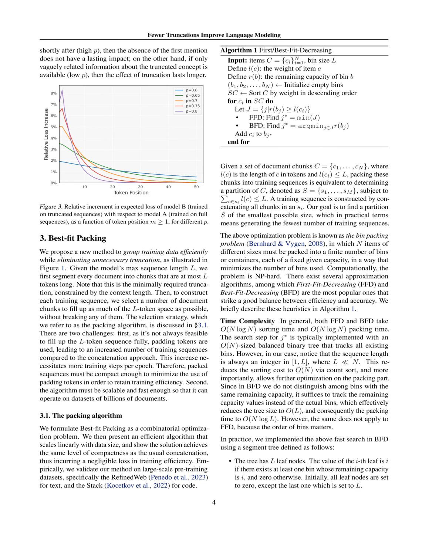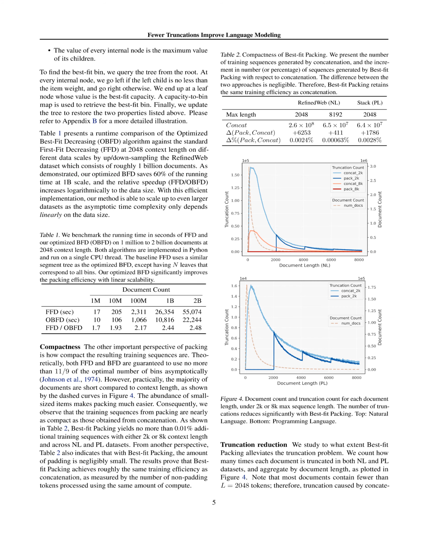The selection strategy, referred to as the packing algorithm, is designed to be scalable and fast enough to handle datasets of billions of documents efficiently. The algorithm is formulated as a combinatorial optimization problem, where the goal is to find a partition of the smallest possible size to generate the fewest number of training sequences. The best fit packing method employs an efficient algorithm that scales linearly with data size and achieves the same level of compactness as the traditional concatenation method, thereby incurring a negligible loss in training efficiency.